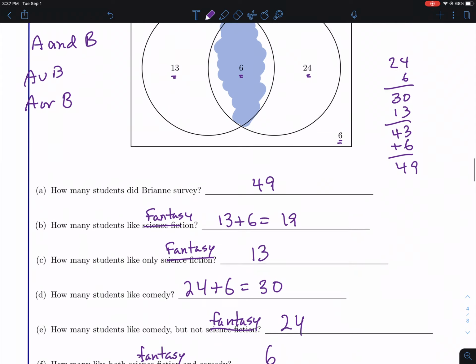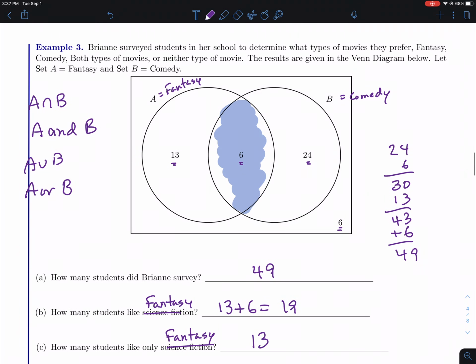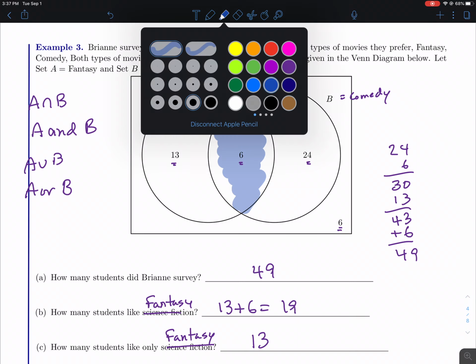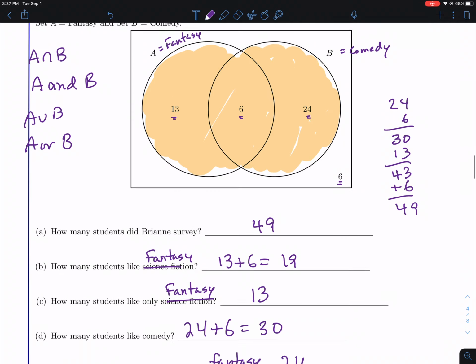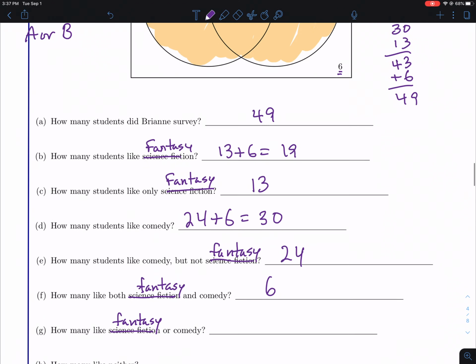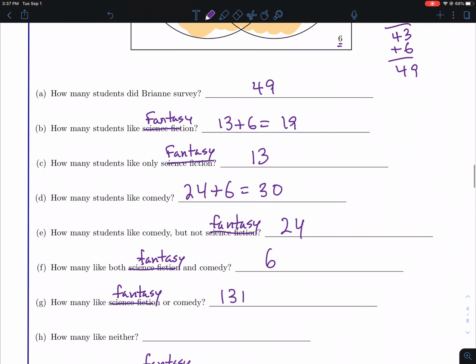So fantasy or comedy. In that case, because you could like just fantasy, just comedy, or both, that's what it means to be in the or situation. If I take this orange, let me erase that. Anything that's in the circle is going to be our or. So again, just like I had for the last answer that I messed up, we'd get 13 plus 6 plus 24.